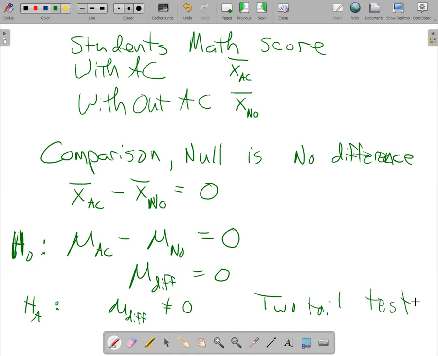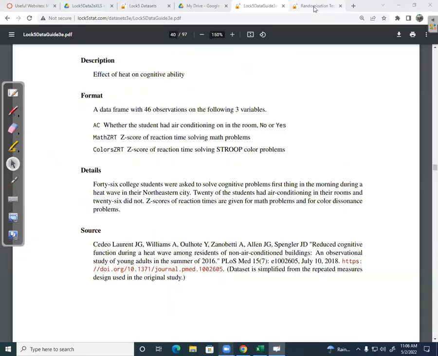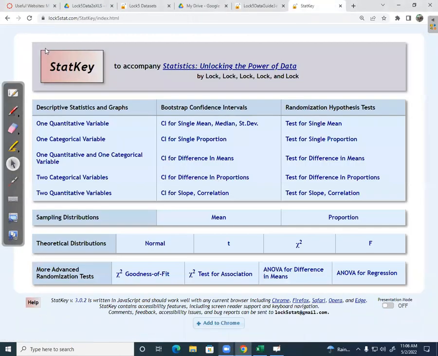All right, now we've got to go to StatKey and figure out where to put this data to get the right sampling distribution. All right, over to StatKey we go. Okay, am I doing descriptive statistics, confidence interval, or a hypothesis test? I'm doing a hypothesis test, right?